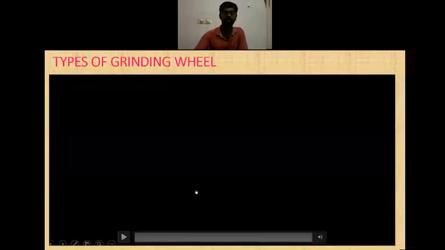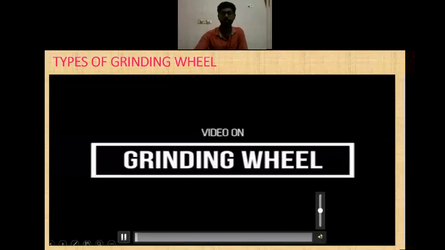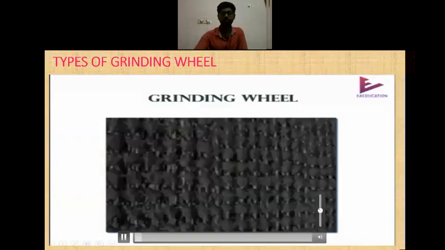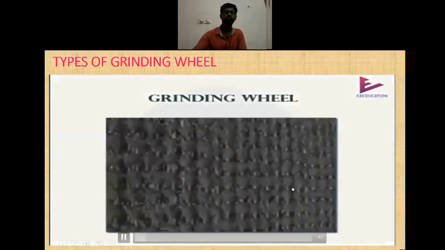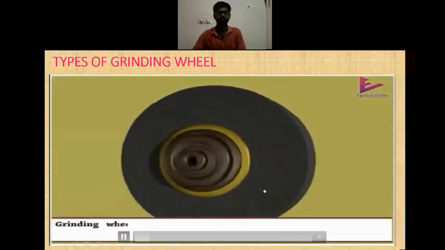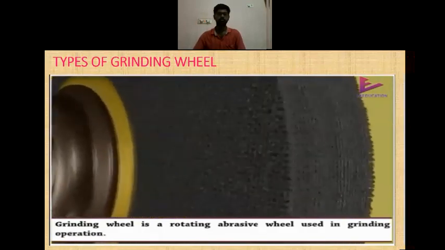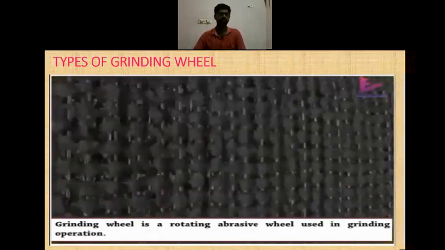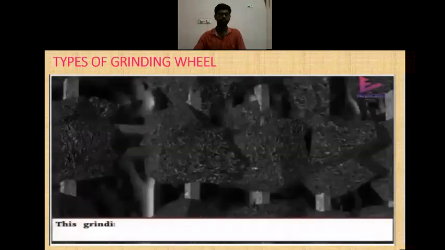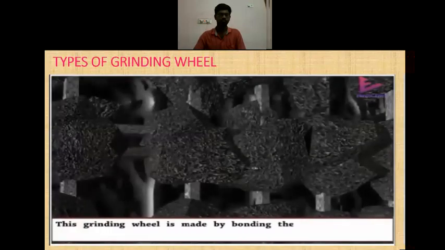And there is a video on various types of grinding wheel. Grinding wheel. Grinding wheel is a rotative abrasive wheel used in grinding operation. This grinding wheel is made by bonding the abrasive particles together.